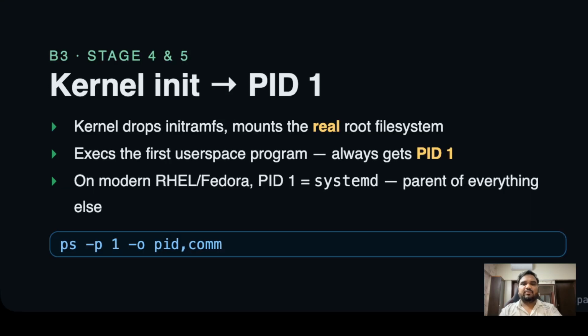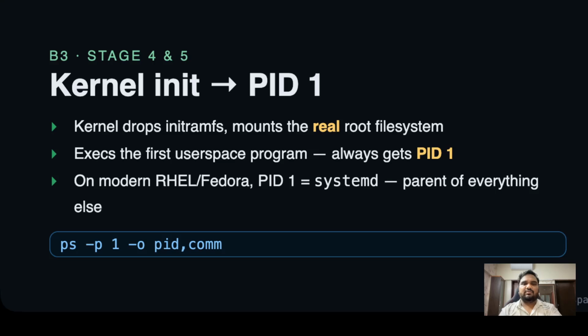Stages 4 and 5 are where the machine takes its first real breath. In stage 4, the kernel finishes initializing hardware and drivers using initramfs, then does the root swap, drops initramfs, and mounts the real permanent root file system, the same slash you have been living in all of phase 0.